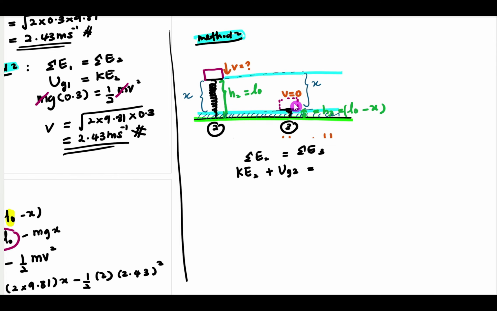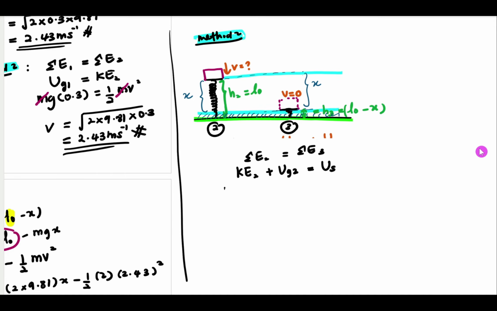objek tidak bergerak, maximum compression, V equal to 0. Tapi sebabkan spring itu compress, dia akan ada elastic potential energy in diagram 3. Okay? Kali ini, you tengok betul-betul. So, the object is on the blue line, exactly on the blue line. So, dia tak ada height. So, no gravitational potential energy in diagram number 3.